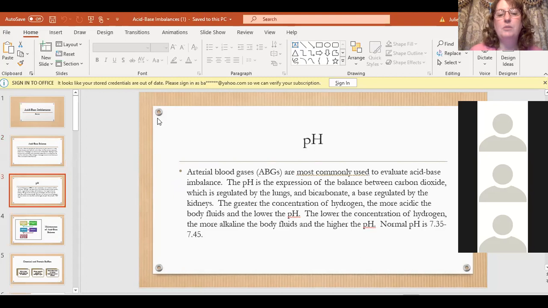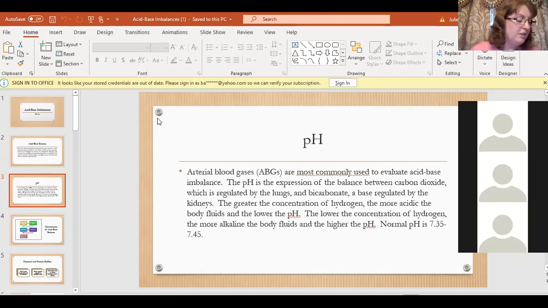All right, so the ABG is the most commonly used thing to evaluate acid-base imbalances. So the pH is just going to be the expression of the balance between carbon dioxide, which is regulated by the lungs, and bicarbonate, which is a base regulated by the kidneys. So the greater the concentration of hydrogen, the more acidic the body fluids are, and the lower the pH. And then the lower the concentration of hydrogen, the more alkaline everything is, and then the higher the pH.